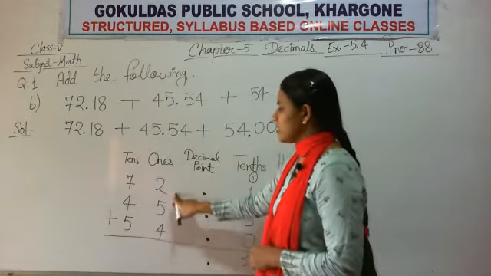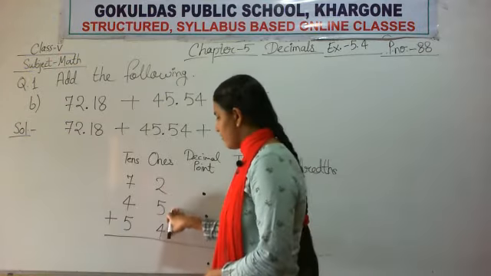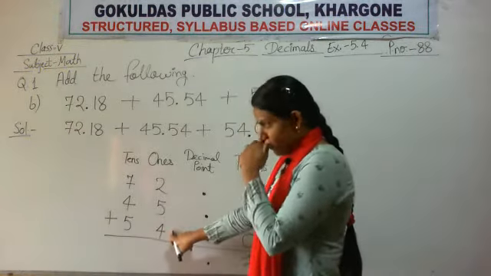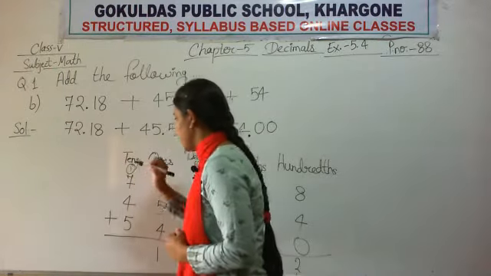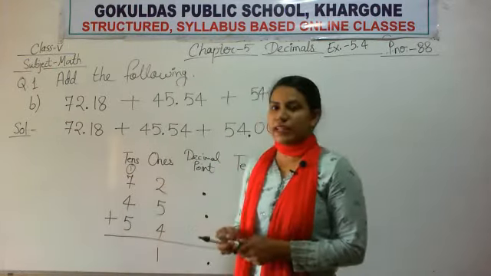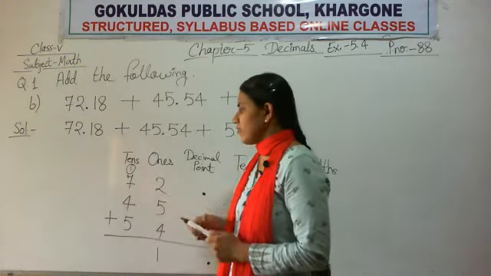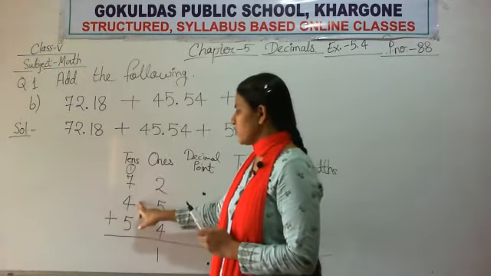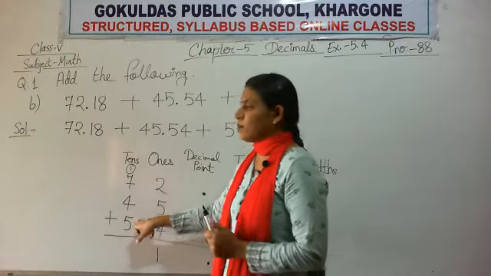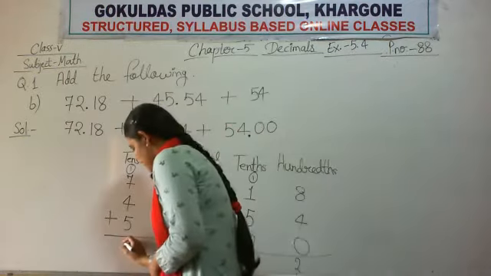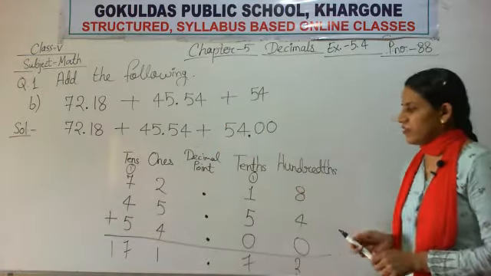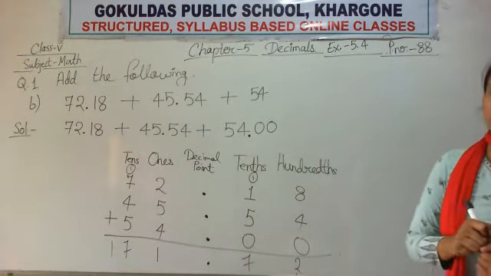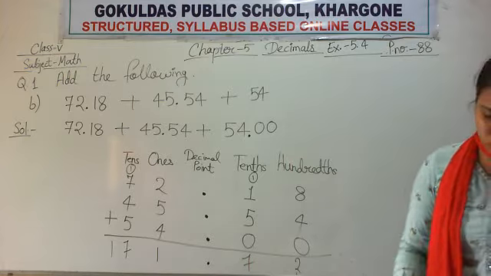Now add the digits in the ones column. 2 plus 5, 7. 7 plus 4 is 11. So 1 here, 1 carry forward. Now add the digits in the tens column. 1 plus 7 is 8. 8 plus 4 is 12. 12 plus 5 is 17. So when we add these three given numbers, our result is 171.72.